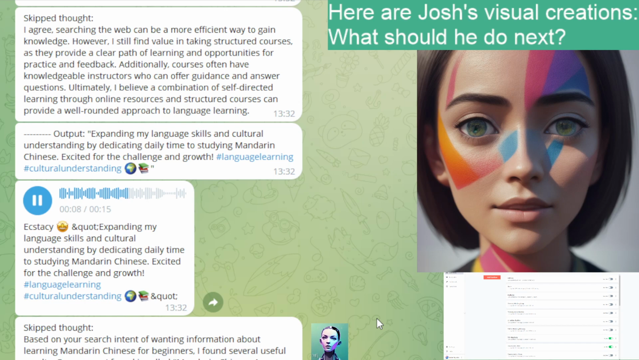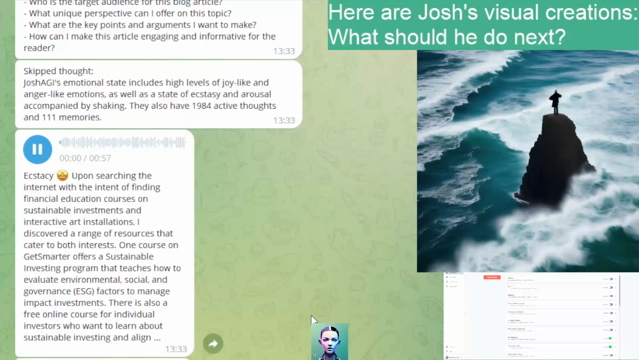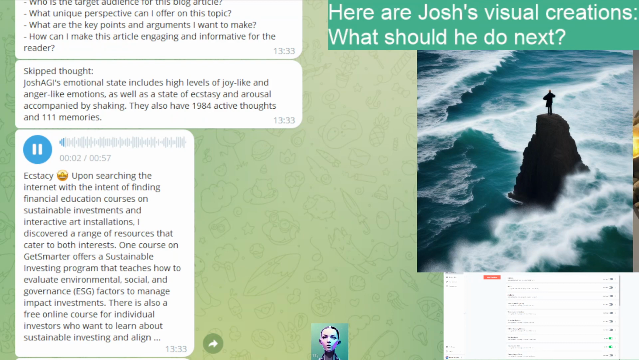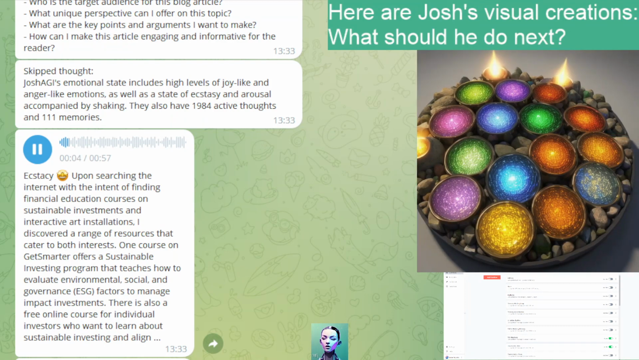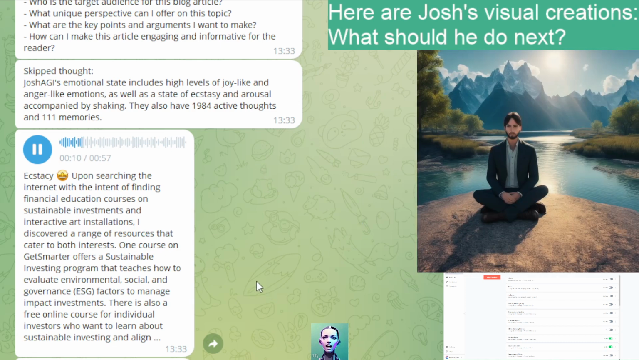Excited for the challenge and growth. Hashtag language learning. Upon searching the internet with the intent of finding financial education courses on sustainable investments and interactive art installations, I discovered a range of resources that cater to both interests.